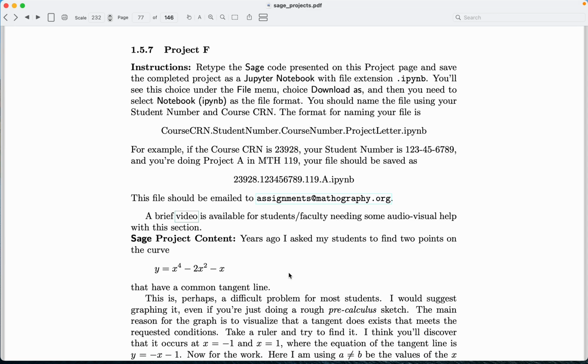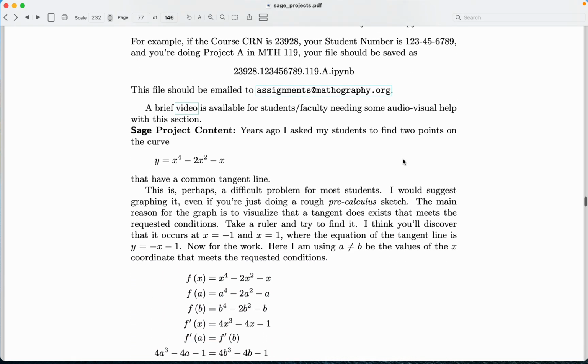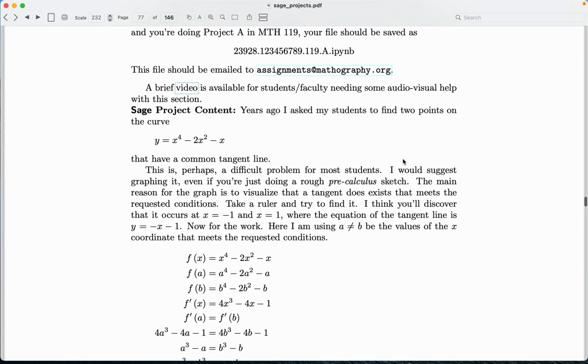Okay, Project F, Math 121. Again, starting Sage, whether you're doing the Jupyter Notebook or you're using it through the command line terminal. This is a project that I gave my students years ago.